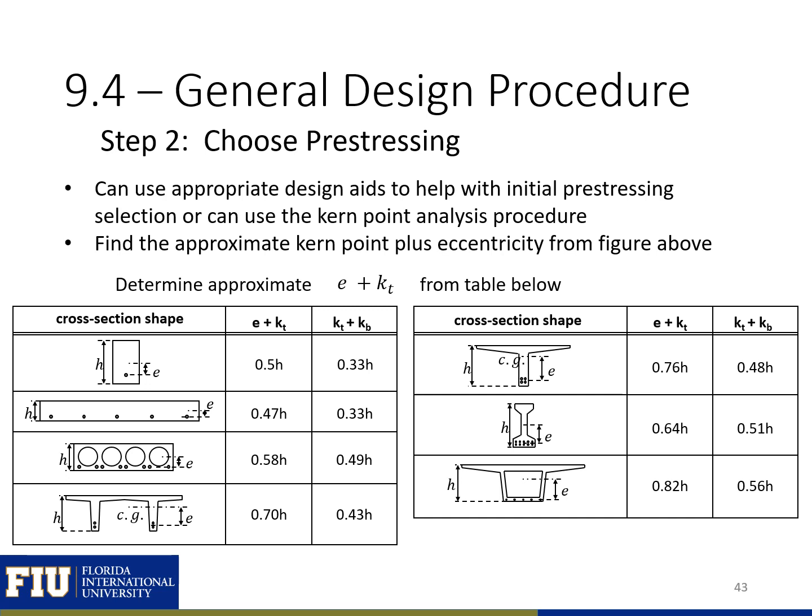If you're using the Kern point analysis, the first thing you would need to do is determine your approximate e plus kt from the below tables. Again, these are design expressions, so if you have a cross-section that's different than any of the cross-sections shown, you should pick an e plus kt that's closest to one of these cross-sections. So pick one of these that's closest to the shape you're actually analyzing and then use the e plus kt for that section.